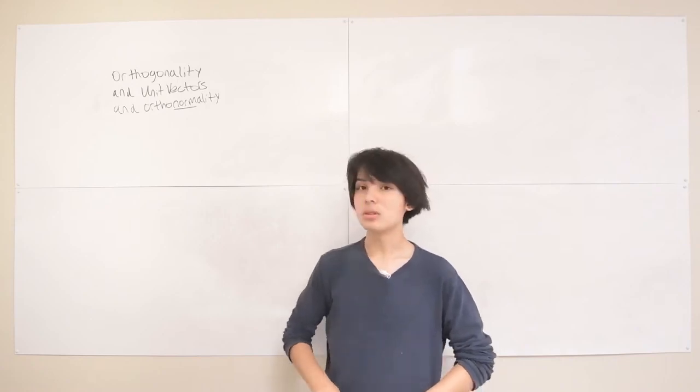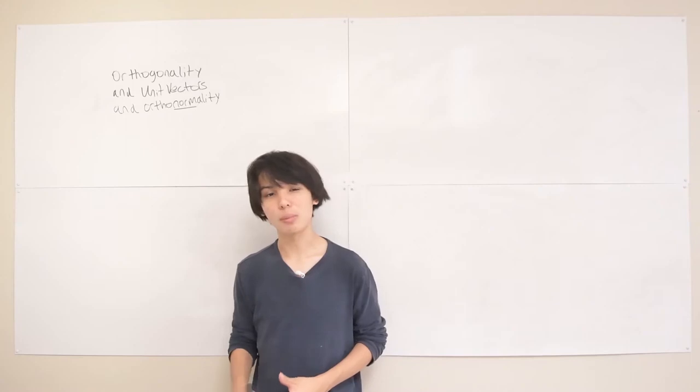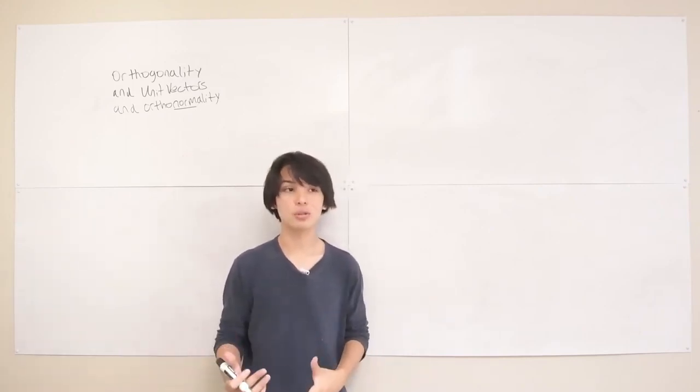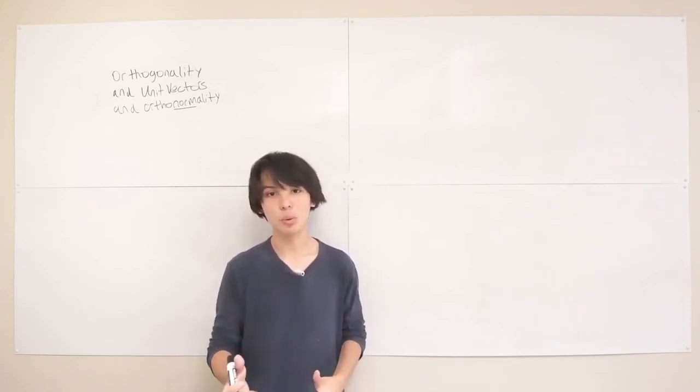Okay, so we're going to start off with unit vectors and then see how that leads us to a discussion on orthogonality and orthonormality. So basically the definition of a unit vector is a vector with the norm of 1. So when you take the norm of a unit vector, it's equal to 1.